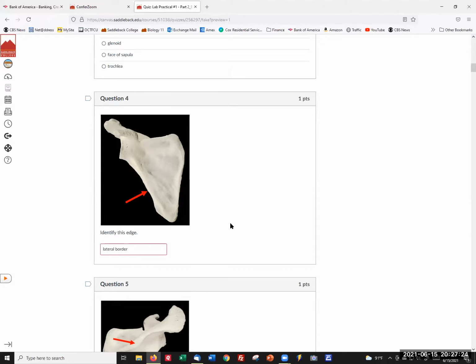Vertebral border would be wrong. Medial border would be wrong. Inferior angle would be wrong. Lateral border could also be, though, the axillary border. And I'm curious as to whether or not that's going to be marked right or wrong. So I'm going to put axillary border in there. Lateral border is fine. You're having multiple choice, and only one of the two would appear. I'm not putting both of them in there because they both can't be correct.